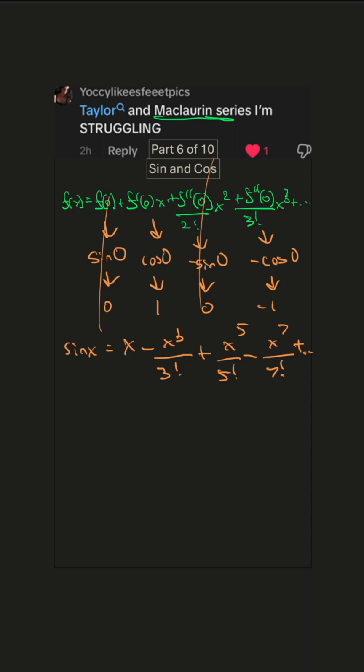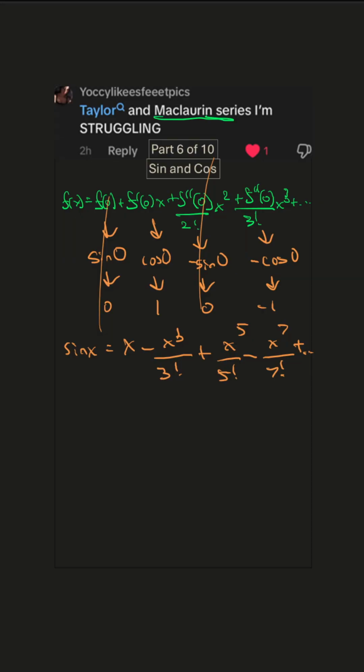So if we plug that stuff back into the formula, we're going to see that sine of x equals x minus x cubed over 3 factorial plus x to the 5th over 5 factorial minus x to the 7th over 7 factorial. And it continues like that. So the reason that's happening is that, well, these are canceling out, these are canceling out, and we're only getting the odd terms, the odd derivatives. Cool. So that's the formula for sine of x.